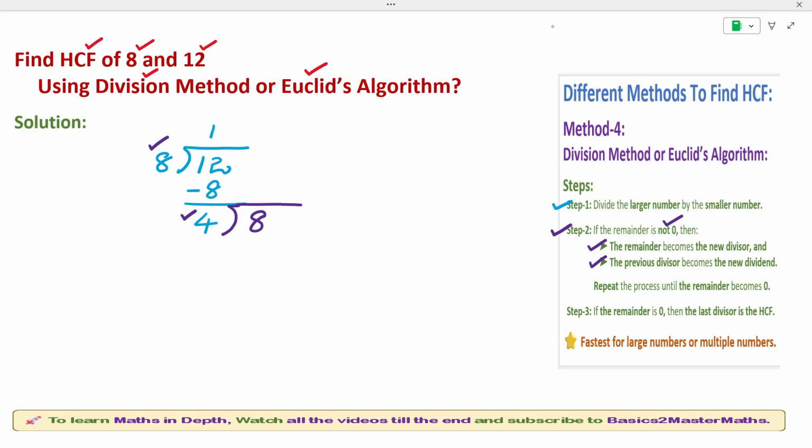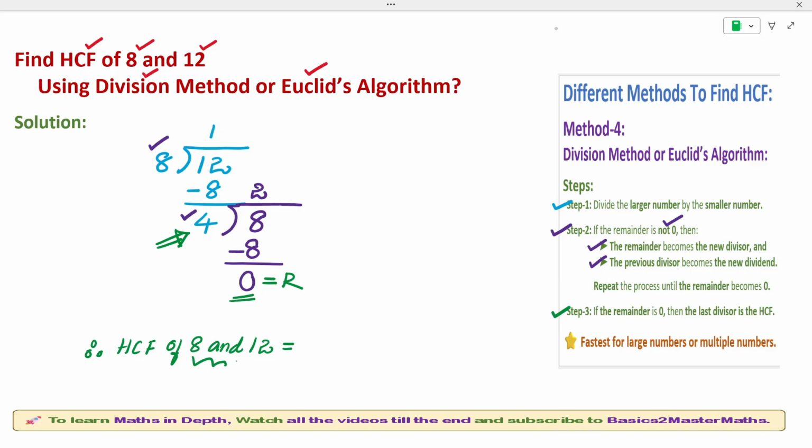When we divide 8 by 4, we get 2 as the quotient and 0 as the remainder. Step 3. If the remainder is 0, then the last divisor is the HCF. Therefore, HCF of 8 and 12 is 4.